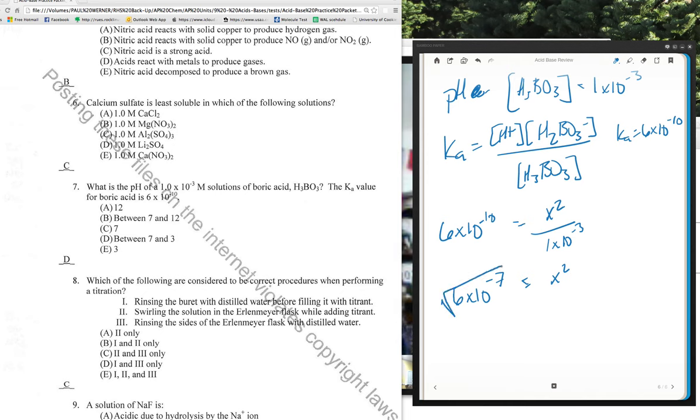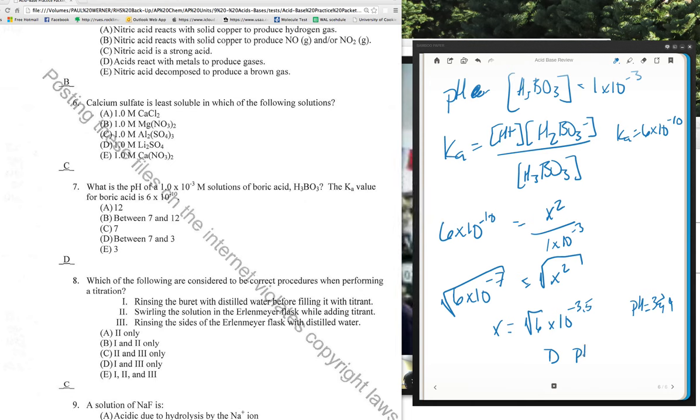And we have to do a square root of both sides. So then x is equal to the square root of 6 times 10 to the negative, how lame is this, 3.5. Basically, it's between 3 and 4. So that means that this number, since it's between 3 and 4, the pH is definitely, let's say it's between 3 and 4, that means your choice has to be D, right?